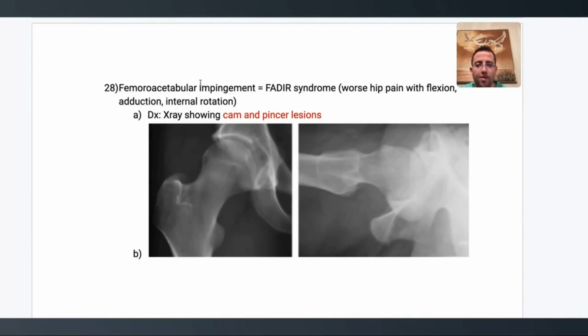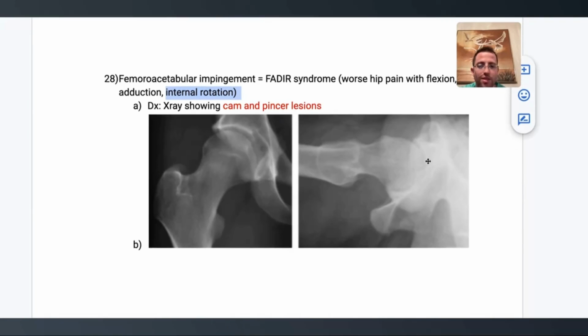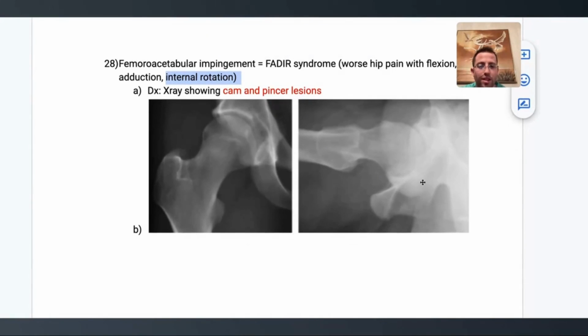28. If a patient has femoroacetabular impingement, what's that also known as? It's called Pfeiffer syndrome, and that's going to be hip pain that's worse with flexion, adduction, and internal rotation. And the diagnosis of choice here is going to be an x-ray, which will show cam and pincer lesions. So they'll give you these two views of the x-ray on the test. If you see these cam and pincer lesions here, then you know that you're dealing with femoroacetabular impingement.